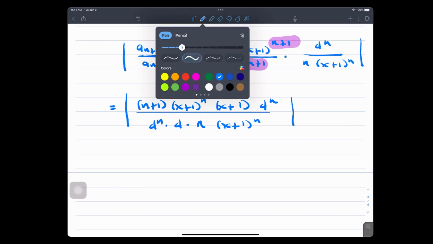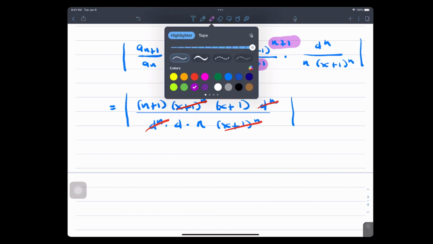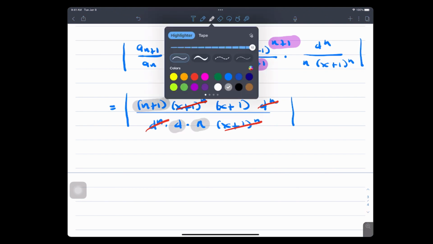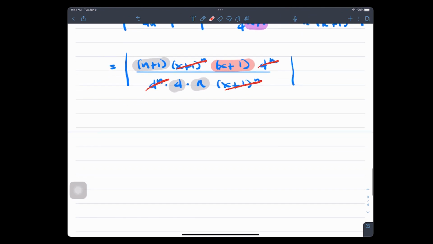Okay, so just use a little beginning algebra. Then we get to cross things out. Okay, and then we get to see what's left. Remember, this is the only term that's going to be left in an absolute value. All the other terms get to come out because they're positive.